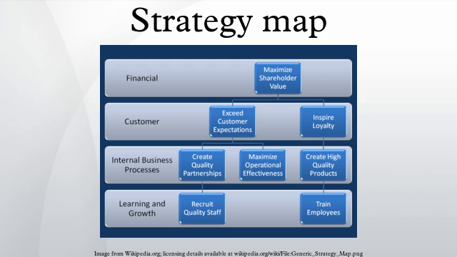Despite these concerns, the standard set of perspectives remains the most common, and traditionally is arrayed on the strategy map in the sequence learning and growth, internal business processes, customer, financial, with causal arrows tending to flow up the page.